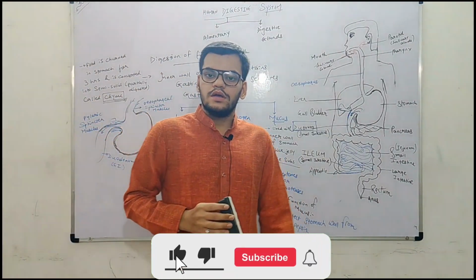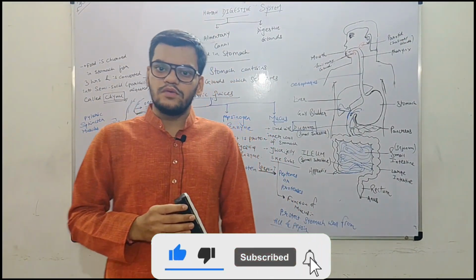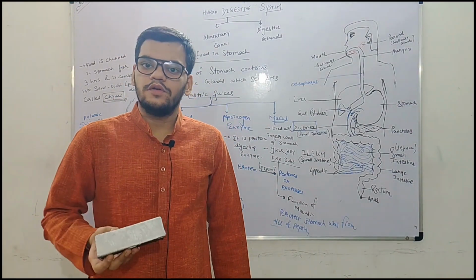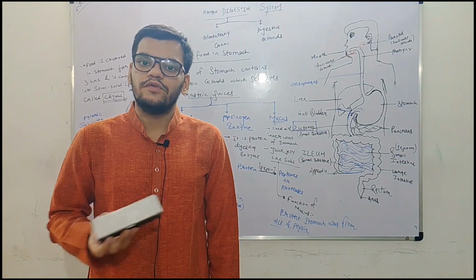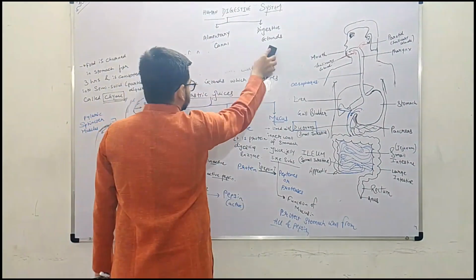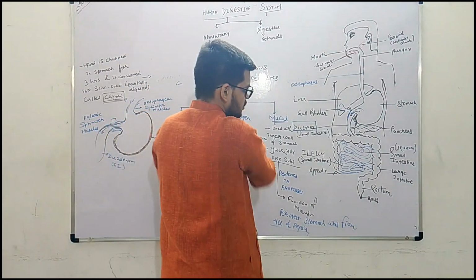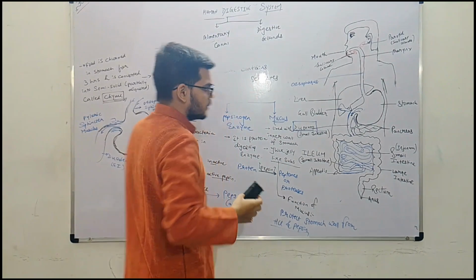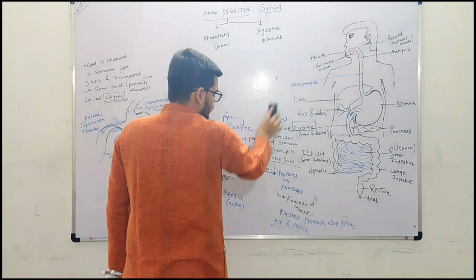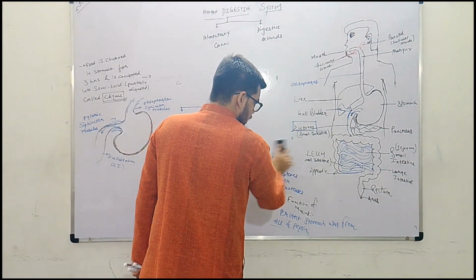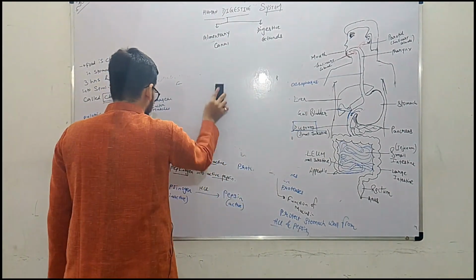Hello students. In the previous video we have discussed digestion of food in stomach. Now in this video we are going to discuss digestion of food in small intestine. So the small intestine is the longest part of alimentary canal, but it is situated in a compact space due to extensive coiling.